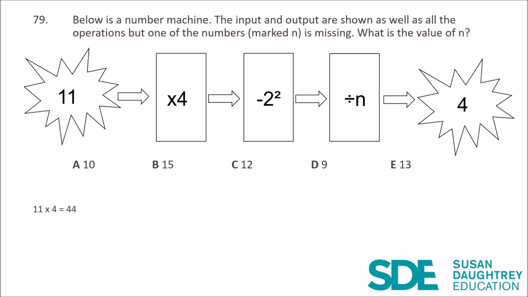Well, 2 squared is 2 times 2, which is 4. So now we have 40. We now have to ask, 40 divided by what equals 4? Answer, 40 divided by 10 equals 4. So my answer here would be A.